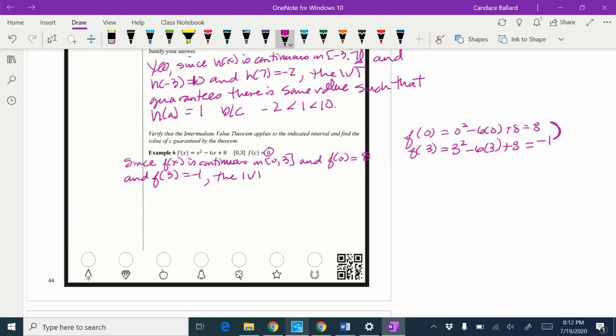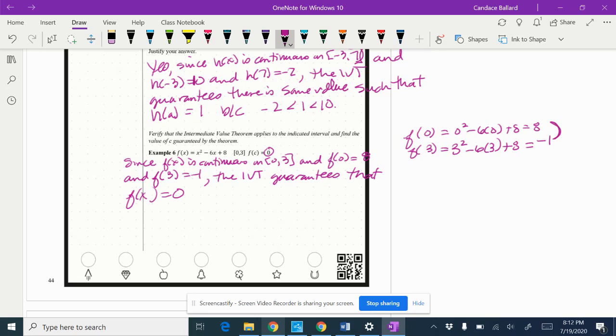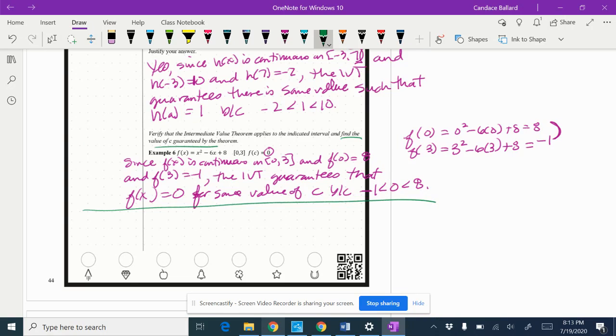The IVT guarantees that f of x equals 0 for some value of c, because -1 is less than 0 is less than 8, the y values. Now, I haven't finished yet because I have not yet answered find the value of c, so I'm going to do that next. So what I'm going to do is take this guy and set it equal to that y value there.